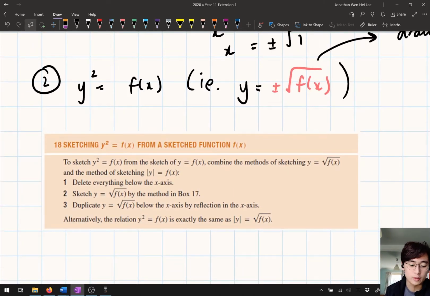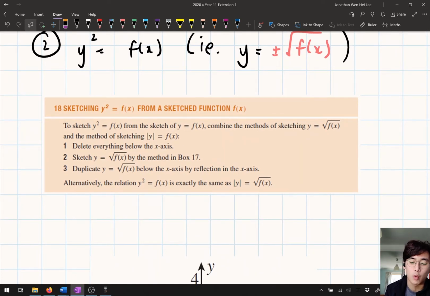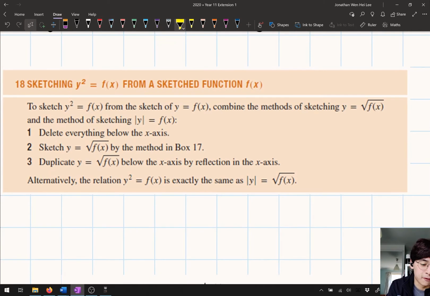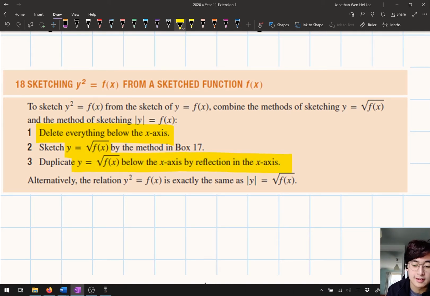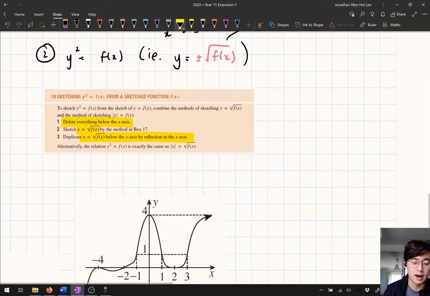So when we sketch y squared is equal to f of x from the sketch of y is equal to f of x, what we do is delete. So same steps as before. Delete everything below the x-axis. Sketch y is equal to f of x, and then duplicate below the x-axis by reflection. That's all we do. So let's have a go at applying this.